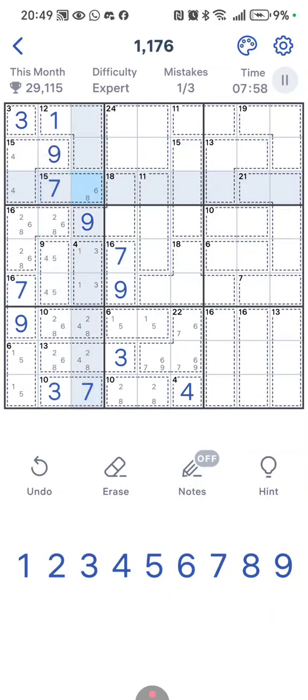7, 8. So what's that leave? 9. Oh, this has got to be a 2. Which means that this is a 2. 2 and 4, 6 and 8, 4 and 5, 2 and 4. Okay, we should be able to solve this one pretty easily. So this is 5 and 6. Hurrah.